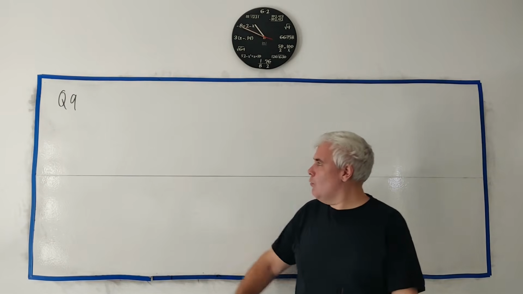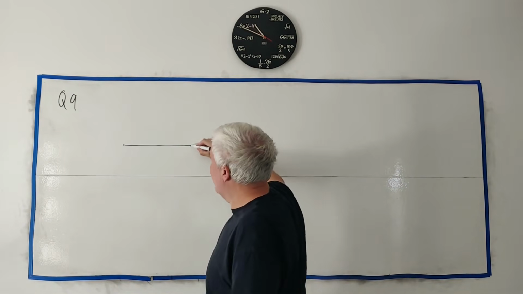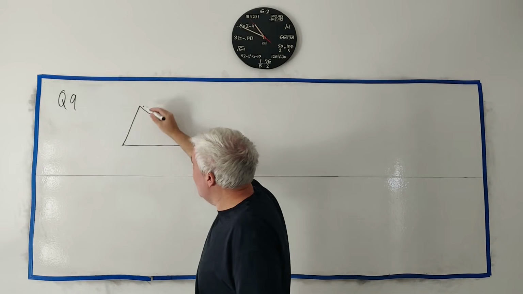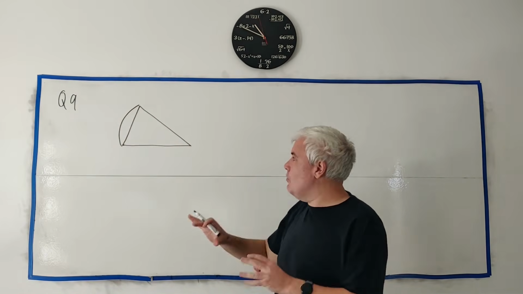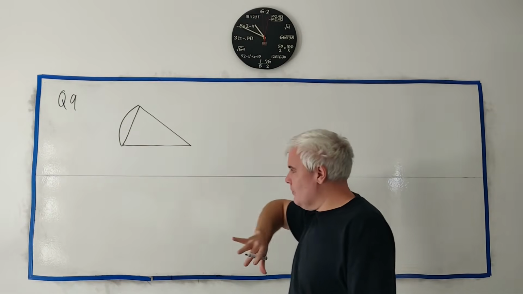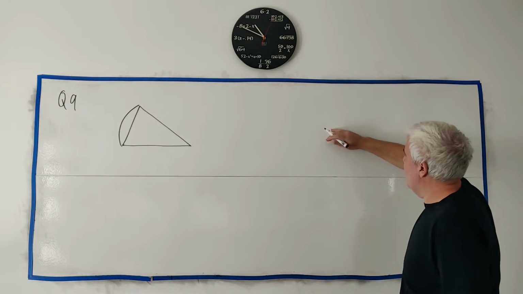In question 9, we're given quite a common setup of a question. We have a triangle and we have a segment of a circle. Very regularly they give you both of these. We have 2 formulas for them. We're going to use them both a lot, so I'll write them down here.